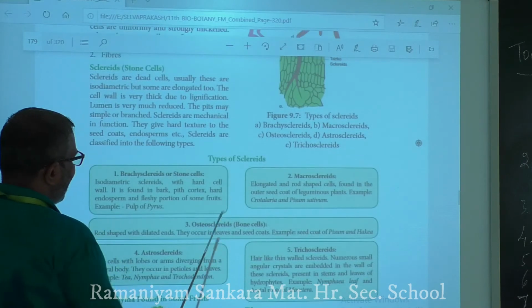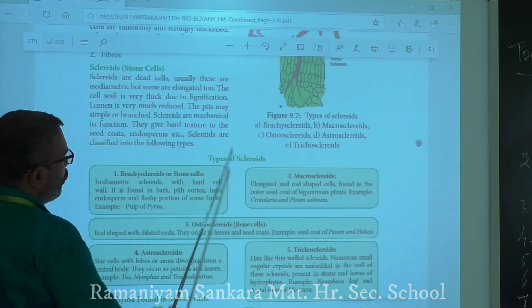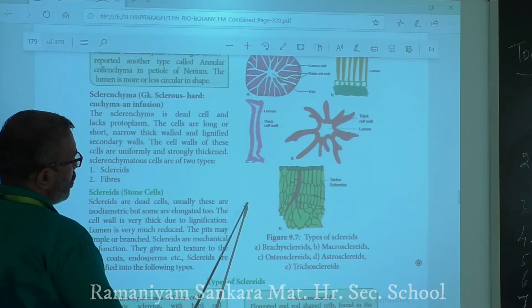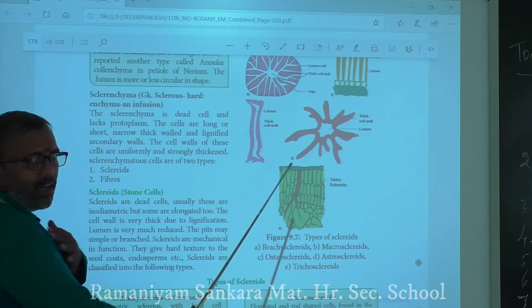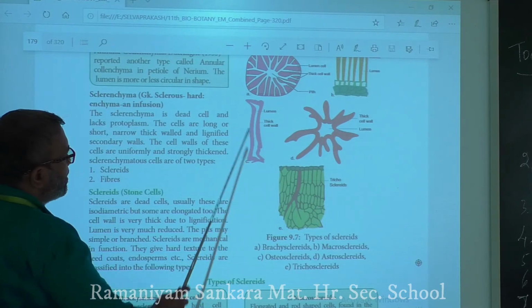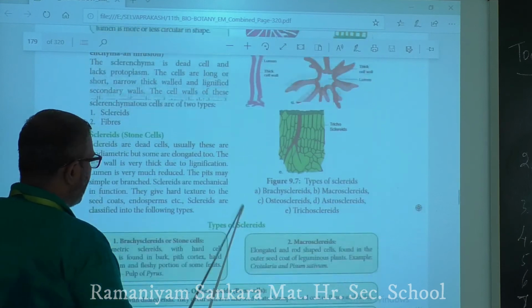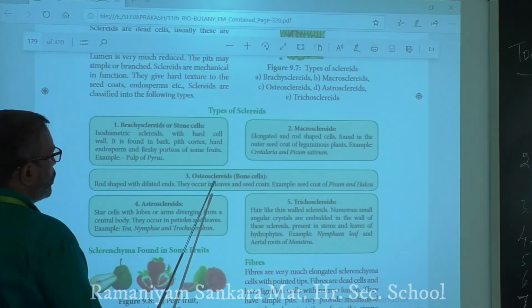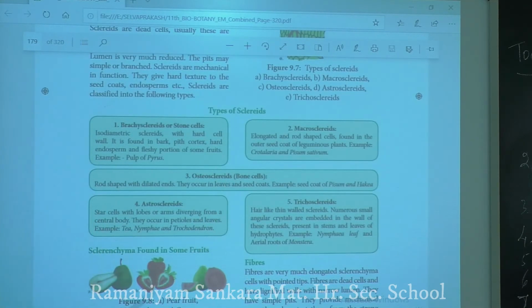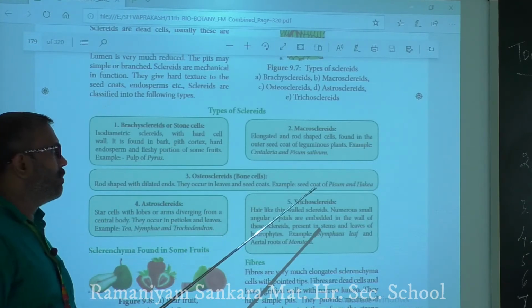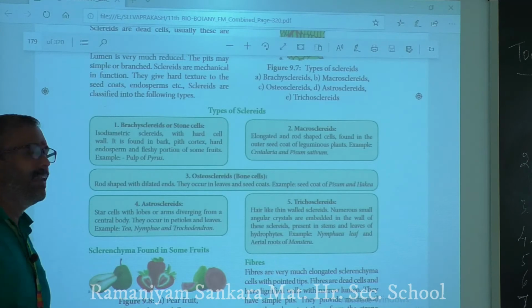Next one is osteoscleroid. It's called bone cells because that structure looks like a bone structure. The arm bones also have that structure. So that's why these scleroids are called osteoscleroids. Rod shaped with dilated ends. They occur in leaves and seed coats. Example, seed coat of Pisum and Hakea.